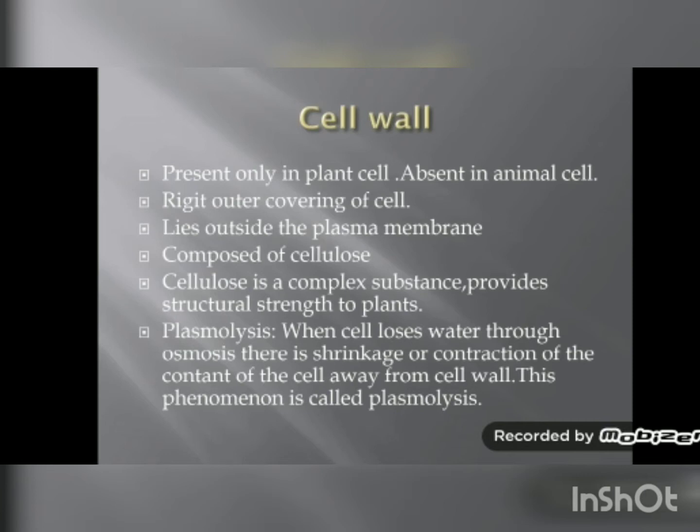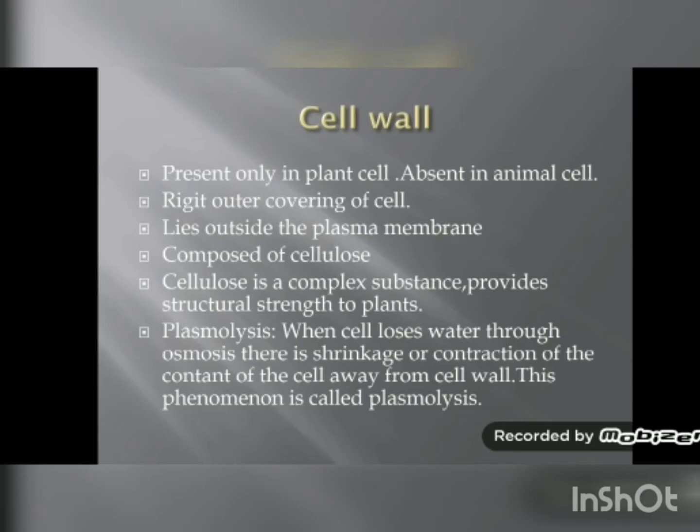Now what is cellulose? Cellulose is a complex substance which provides structural strength to the plant. Because the other parts of the plant are a little delicate, the cell wall is strong enough to give structural strength or support to the plant cell. Now sometimes when a plant cell loses water, what happens? The cell will shrink or contract. So the plasma membrane and other contents of the cell will contract or move away from the cell wall, and this phenomenon is known as plasmolysis.